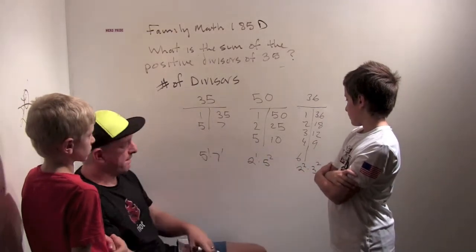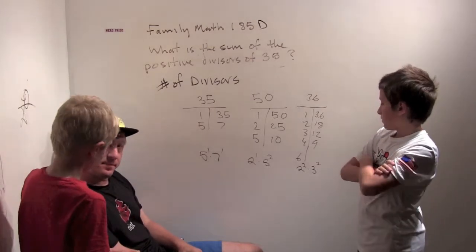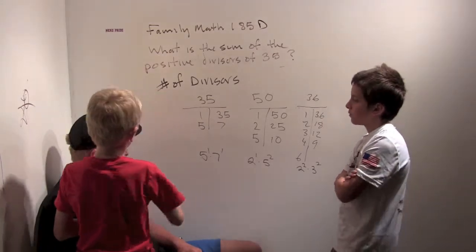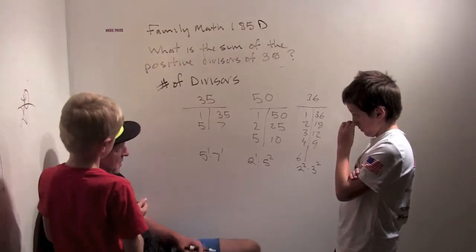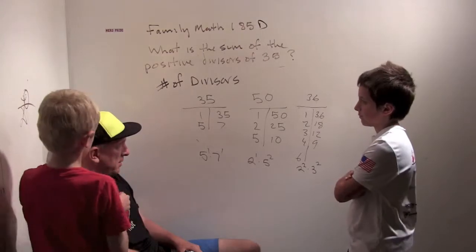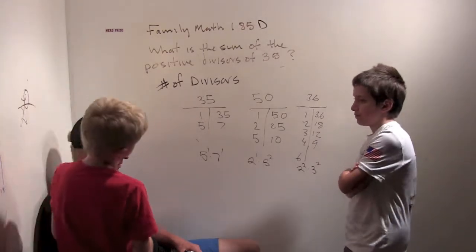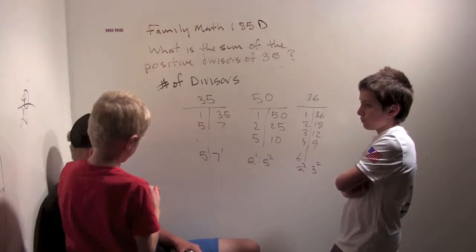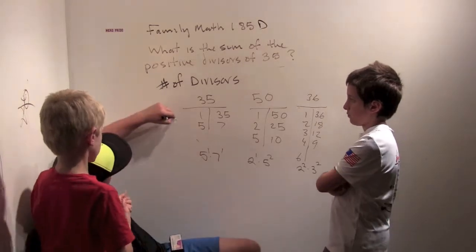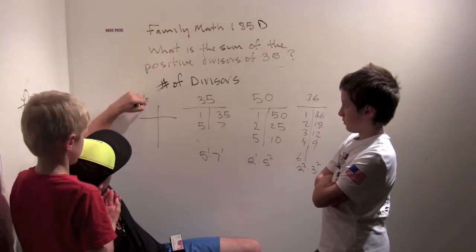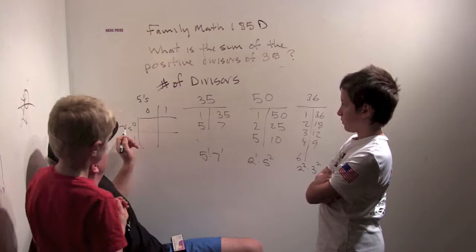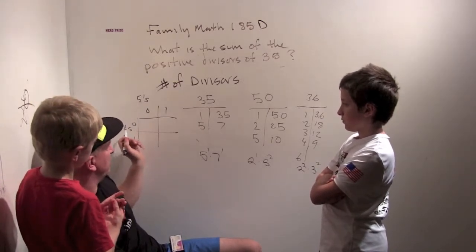To get the number of divisors for 35, you can have 0 fives or 1 five, so you have 2 choices for the 5. And then the same for the 7: you can have 0 sevens or 1 seven. That makes 2 choices for each, and if you multiply them together, you get 4. I can make a chart like this: 5s, 0 or 1; 7s, 0 or 1.